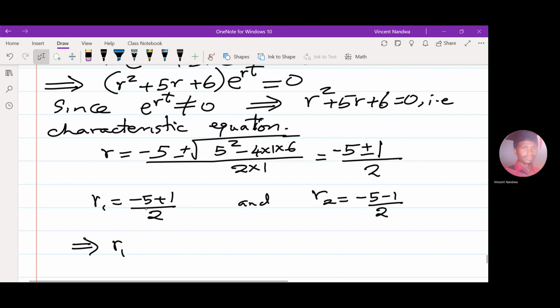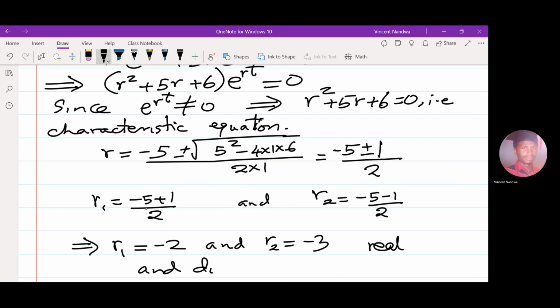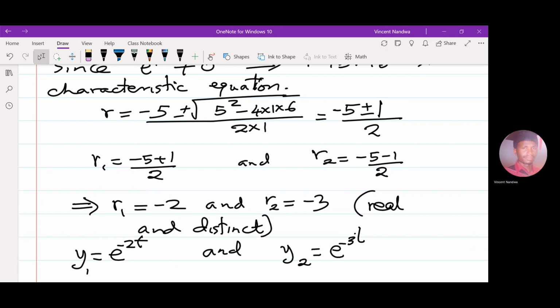So r1 will be negative 2, and r2 negative 3. So these are real and distinct. Which means that the y1 function is e raised power r1, which is minus 2, times t, and y2 is e raised power minus 3t.